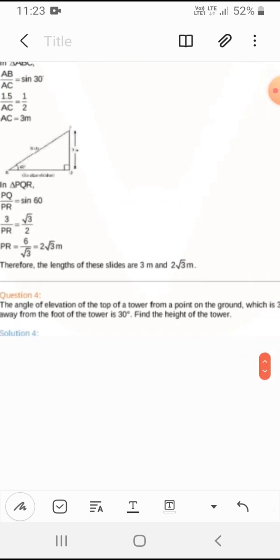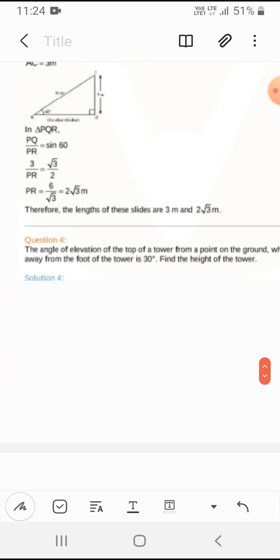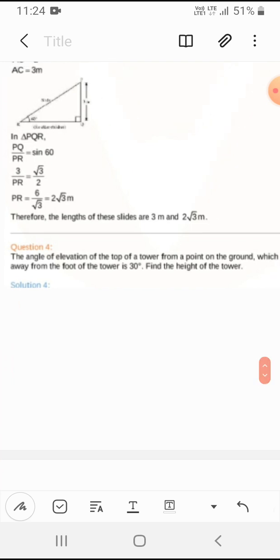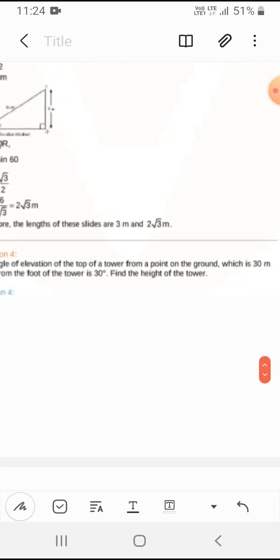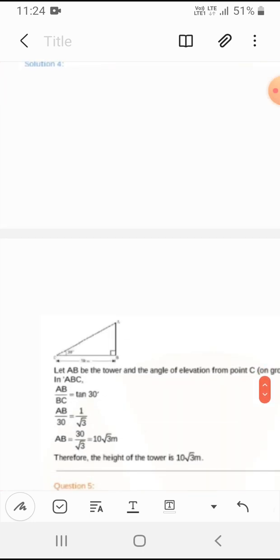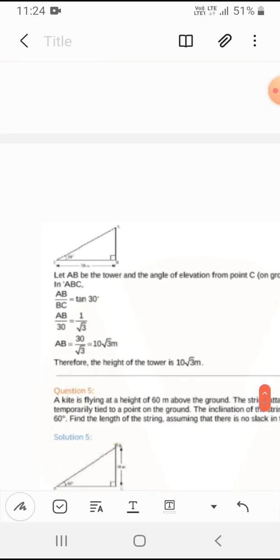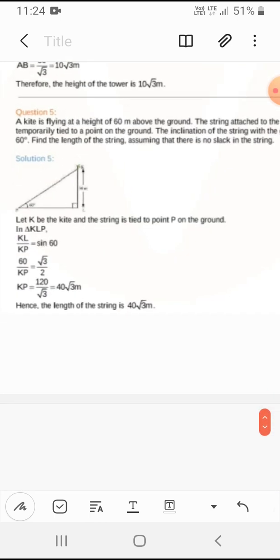Next is the angle of elevation of the top of a tower from a point on the ground which is 30 meter away from the foot of the tower is 30 degree. Find the height of the tower. Like this you have to write, and 30 meter they have given and theta is 30 degree. So let's take tan theta is equal to 1 by root 3 and they have given 30. So 30 by root 3 is equal to 10 root 3 is the answer we get.